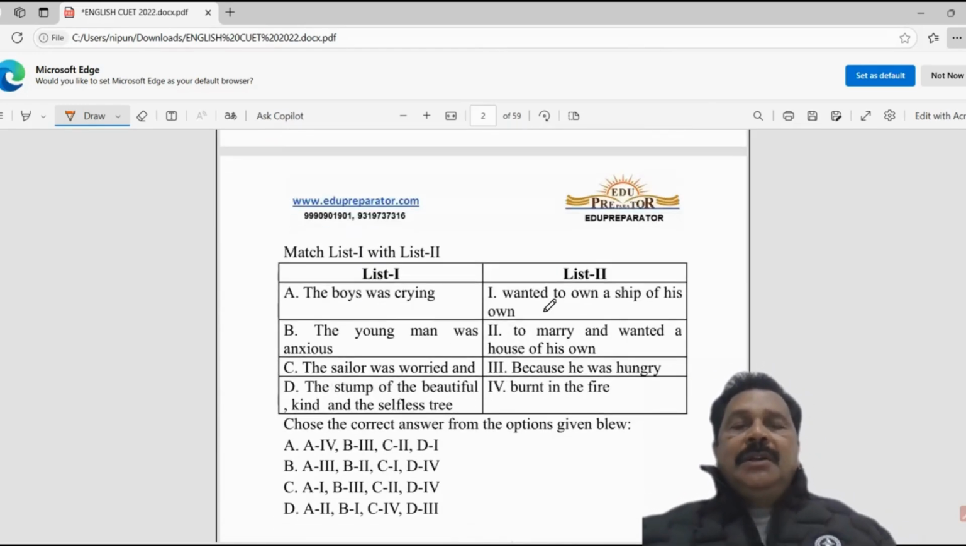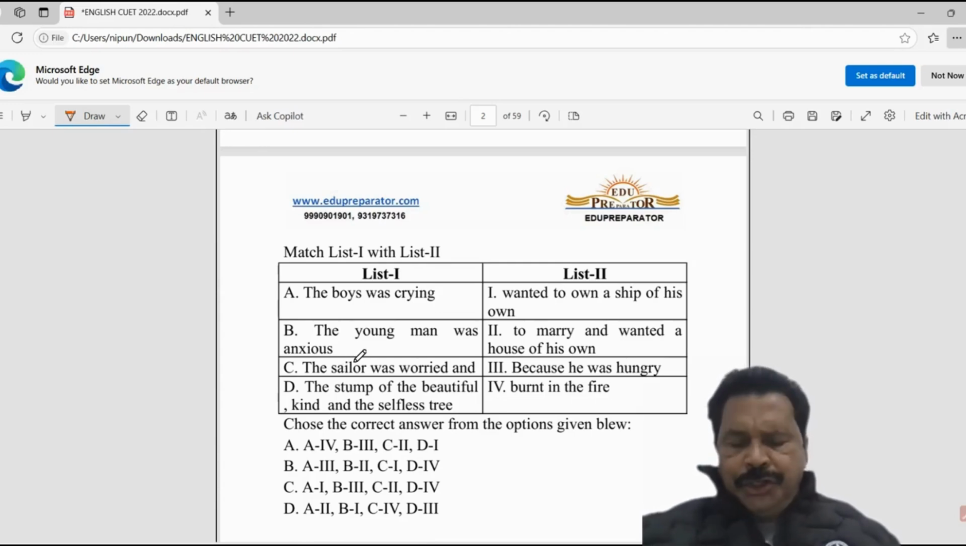Match the list 1 with the list 2. In list 1, it is given: the boy was crying. And he is crying for what? Because he was hungry. The young man was anxious to marry and wanted a house of his own. Third option is the sailor was worried because he wanted to own a ship of his own. And the fourth option is the stem of the beautiful, kind and selfless tree.